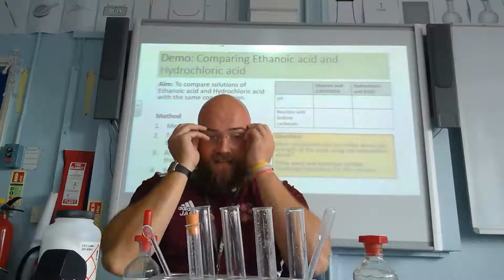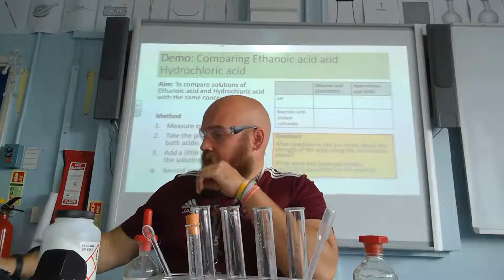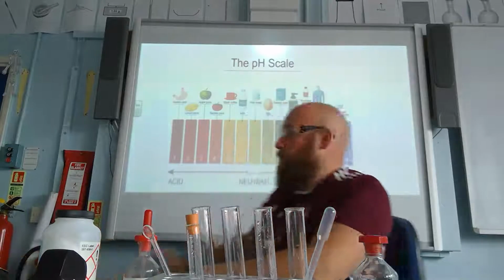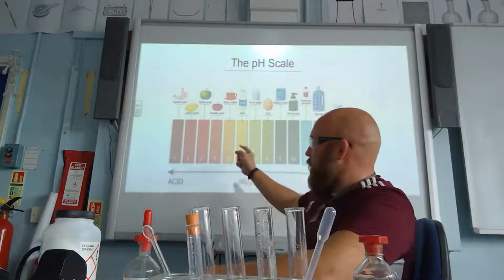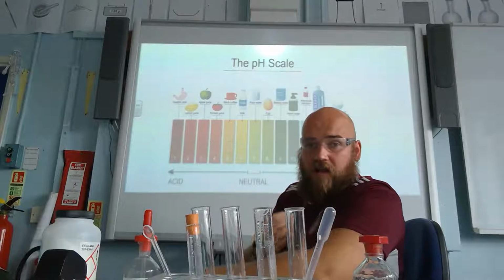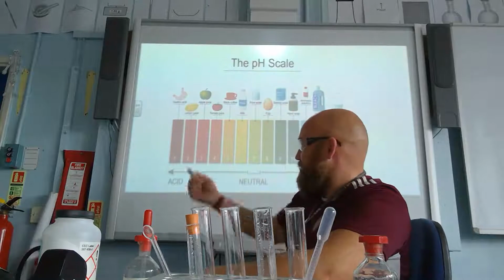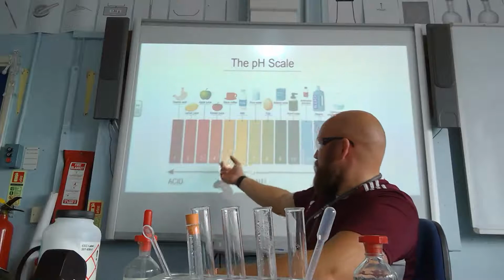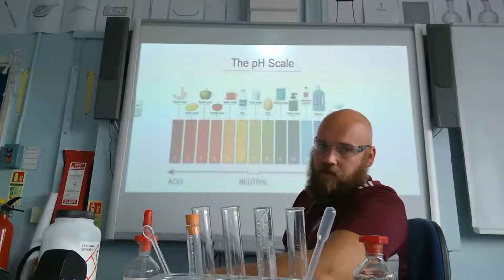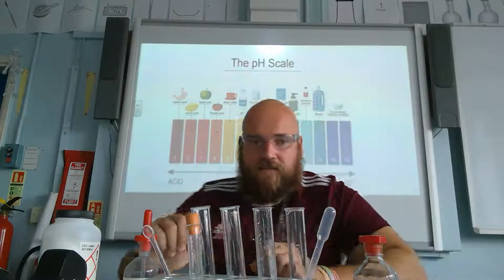So the first thing I'm going to do is, going back to our pH scale, remember that the further away from neutral we are, so the closer to 1, the stronger the acid. So some acids will have a really dark red colour when I add universal indicator. Some will have like an orangey yellow colour. So let's look at the difference then.